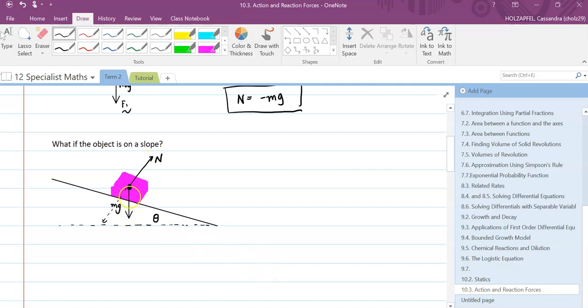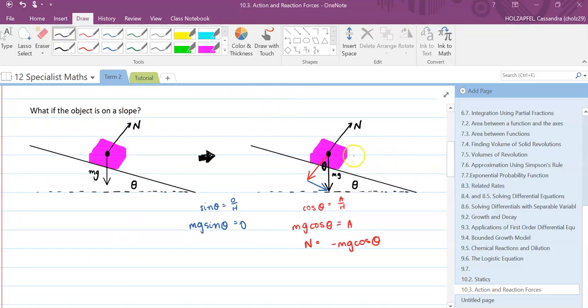Our weight is going to be equivalent to our mass times the gravitational constant, and this is still going to be acting in a downwards motion because it's still pulling in towards the center of the earth. So how do we then go about calculating the normal force now?